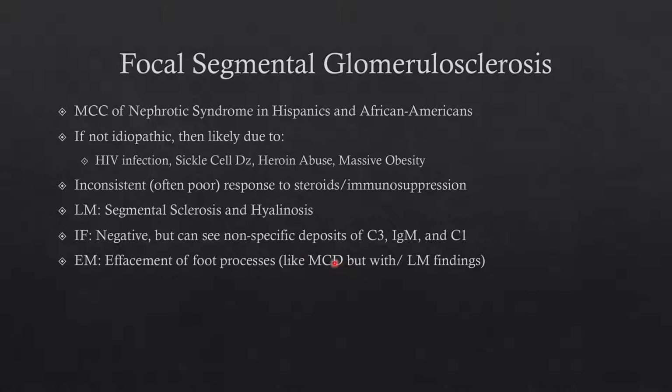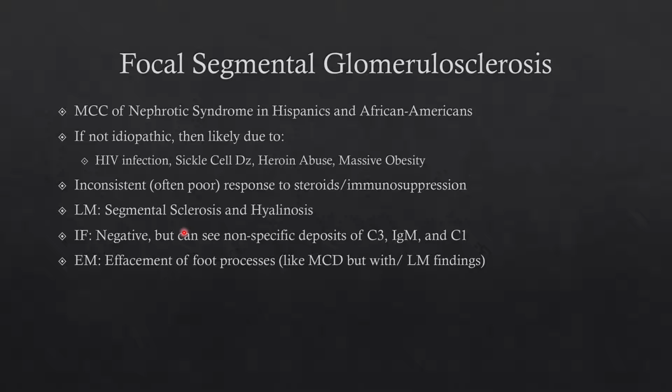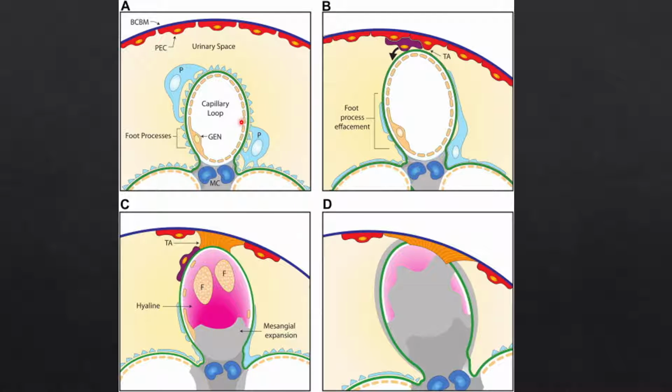So this is similar to minimal change disease, but the way that you can delineate the two is the cause and your light microscopy. So on light microscopy for minimal change disease, remember, it was normal. Here, you've got segmental sclerosis and hyalinosis. And so here's a good graph that I found on Renal Fellow Network. It's very good, by the way.